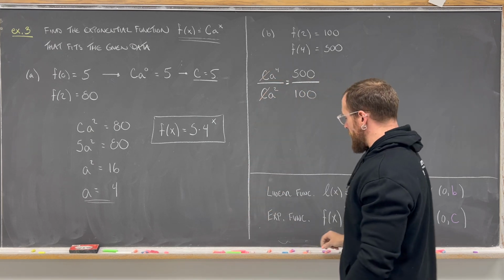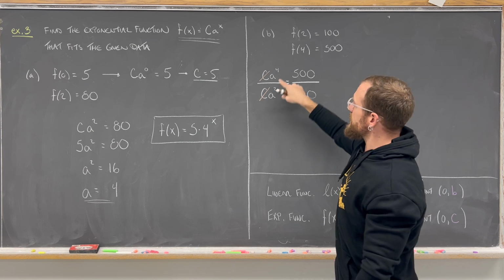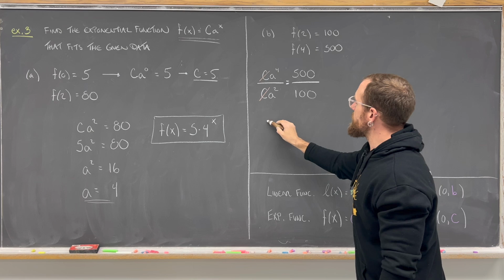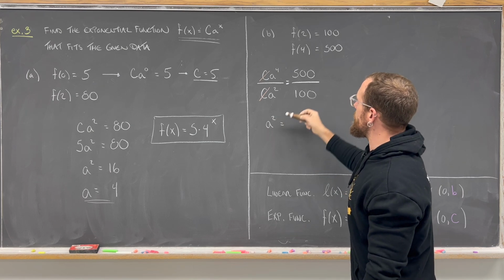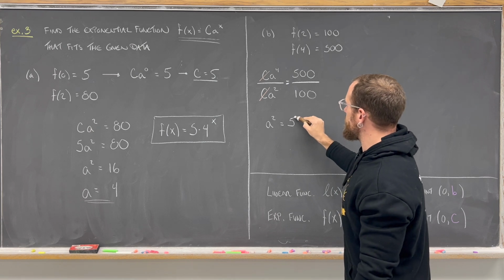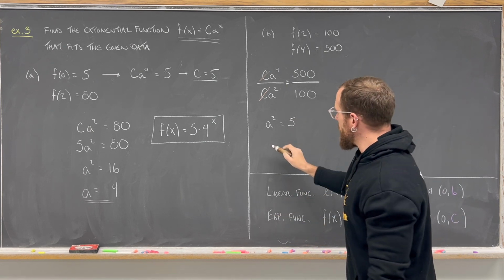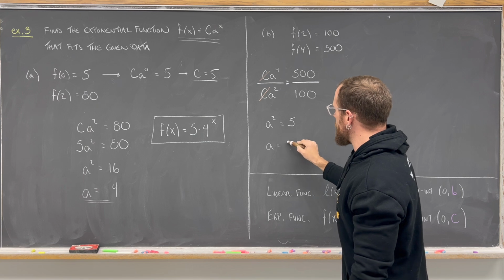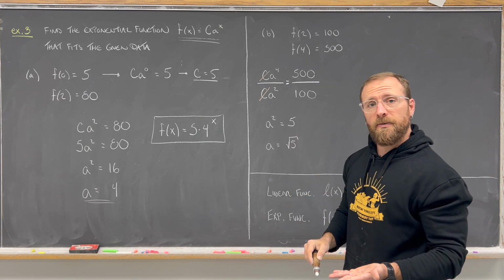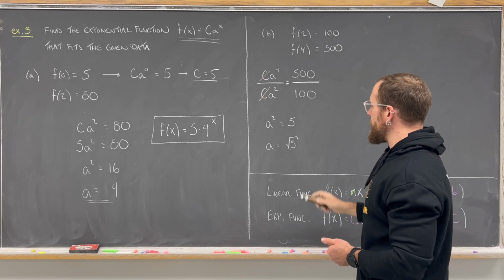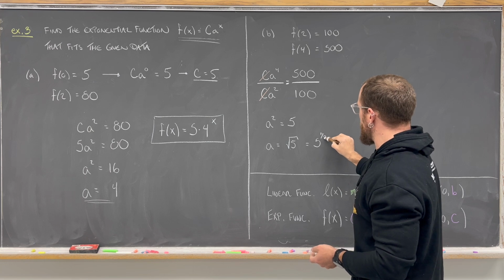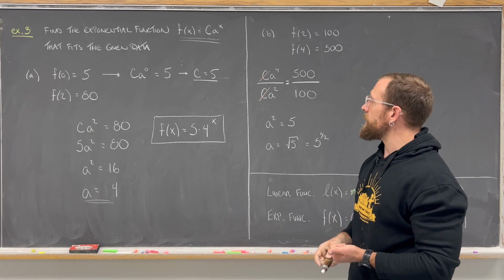I can go one step further and apply laws of exponents that says that a to the 4th divided by a squared is actually just a squared. So this tells me that a squared is equal to, well, 500 divided by 100 is 5. That's a big clue. In fact, now I know that a is the square root of 5. It's not the negative square root of 5 because, again, the base a cannot be negative. For what it's worth, you could also write that as 5 to the 1/2 power. Both refer to the square root of 5.